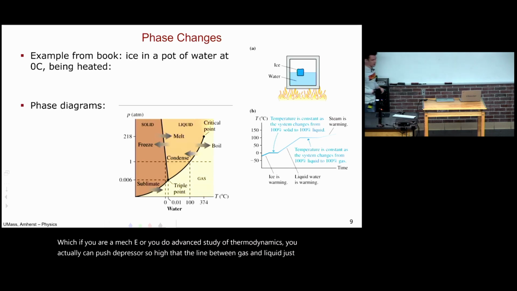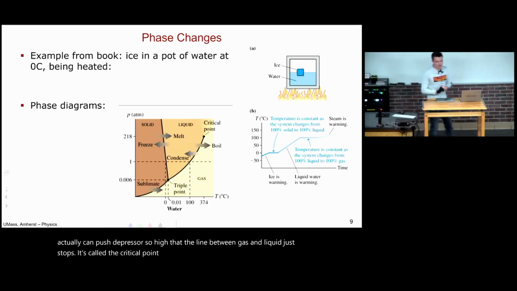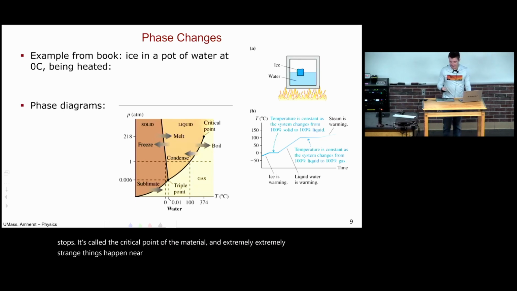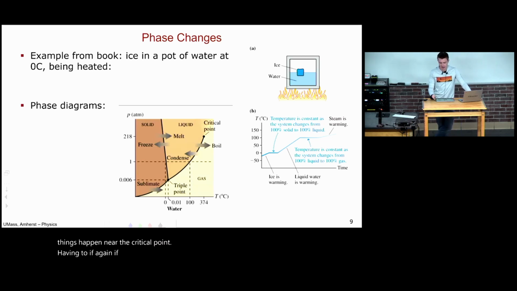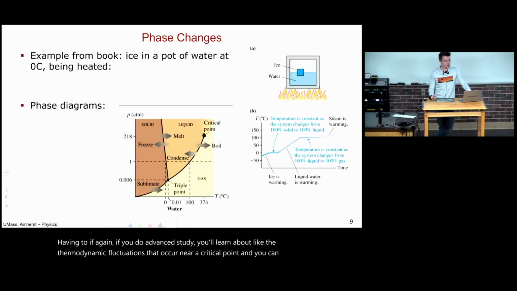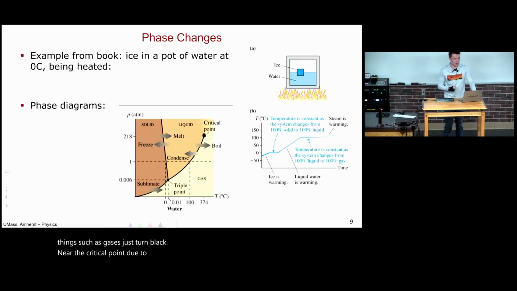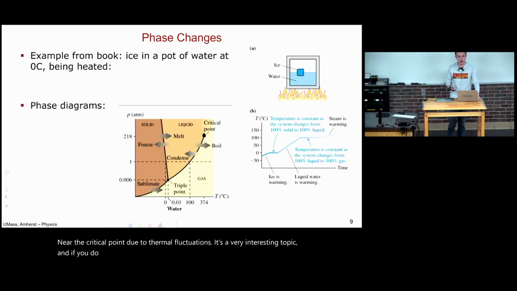It's called the critical point of the material, and extremely, extremely strange things happen near the critical point. If you do advanced study, you'll learn about the thermodynamic fluctuations that occur near a critical point, and you can have things such as gases just turn black near the critical point due to thermal fluctuations. It's a very interesting topic, and if you do advanced thermo study, you will talk about it.